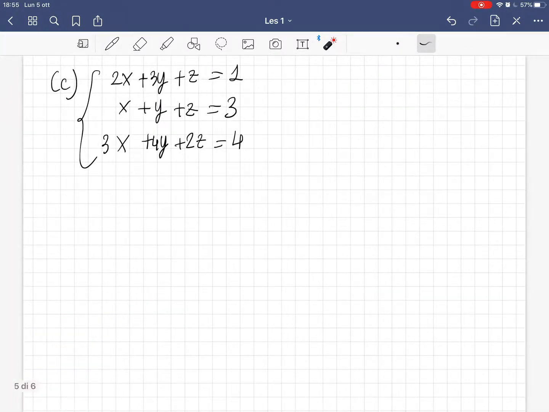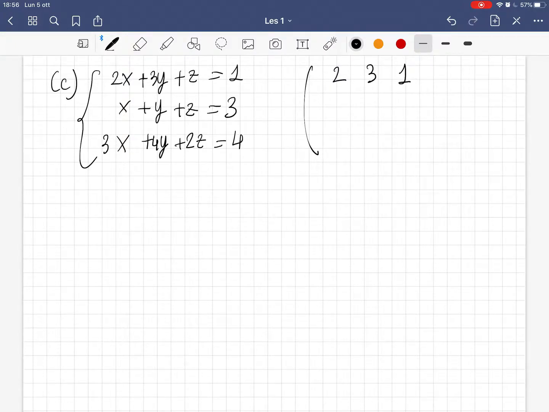And let's go on and let's do this. Sorry, which is slightly more difficult. I mean, computation-wise at least. So let's hope I don't make mistakes here. So let's do this, and it's the last one we do actually. So let's write it in matrix form.